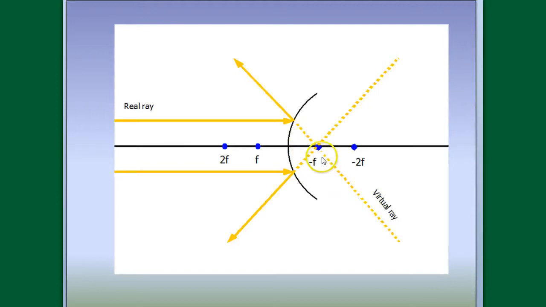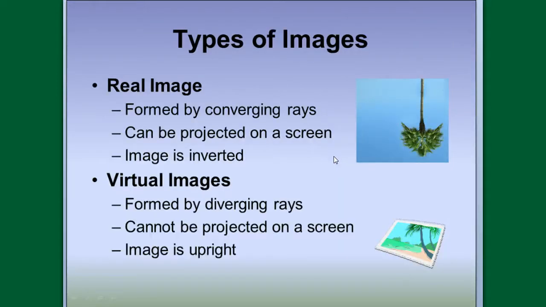And it forms an image at the point where they would have intersected. So real images and virtual images.